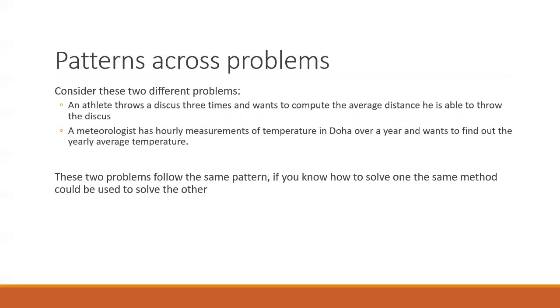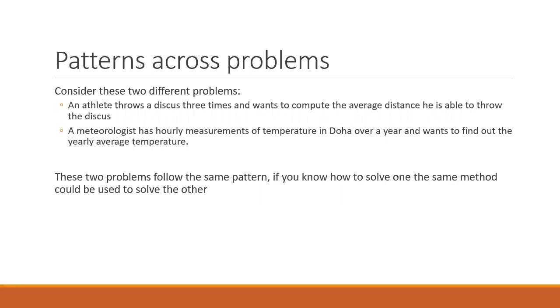And what I mean by that is how many measurements you're making. In the first one, we're only making 3 measurements. In the second one, well, 24 hours in a day, so 24 measurements every day, 365 days in a year. So 24 times 365. I haven't got that off the top of my head, but it's going to be 5,000 something, right? It's going to be a lot of measurements.